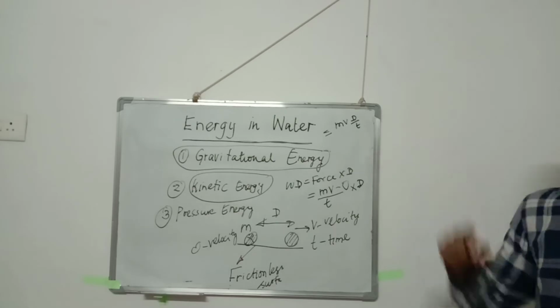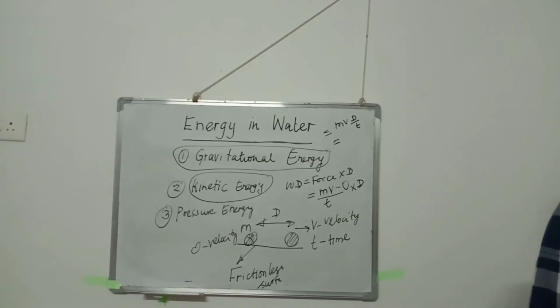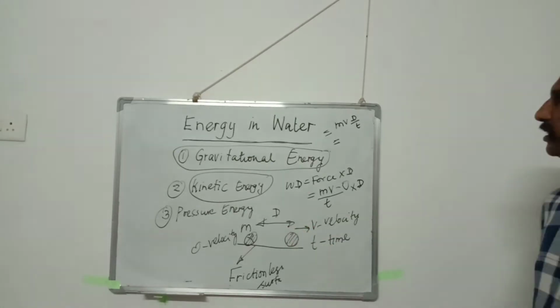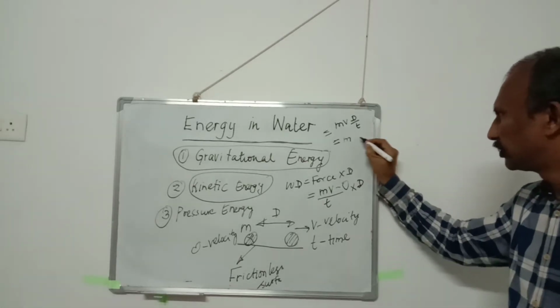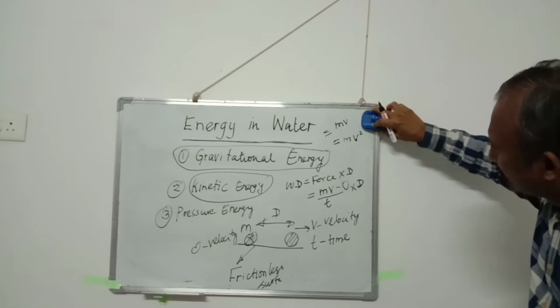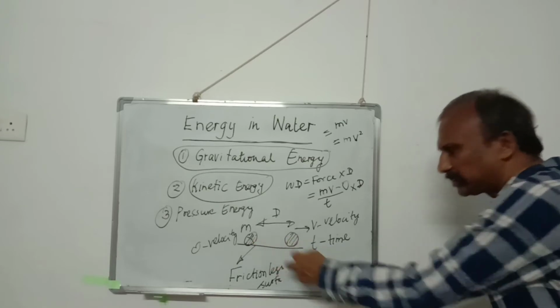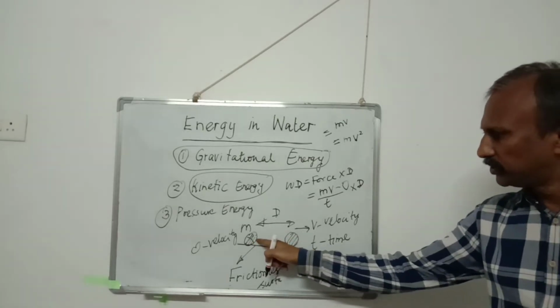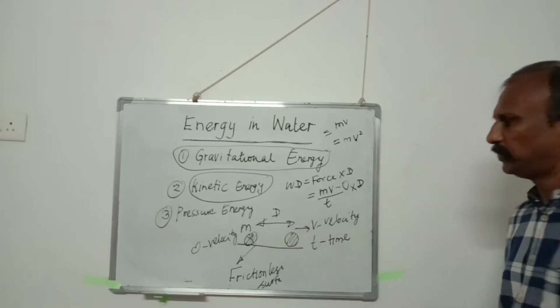So what is d by t? D by t in this case is the distance travelled by this body in time t. Many a time people assume that distance by time is equal to velocity, and they write that as mv squared. But it should not be done so, because when this process is happening, the velocity is not constant.